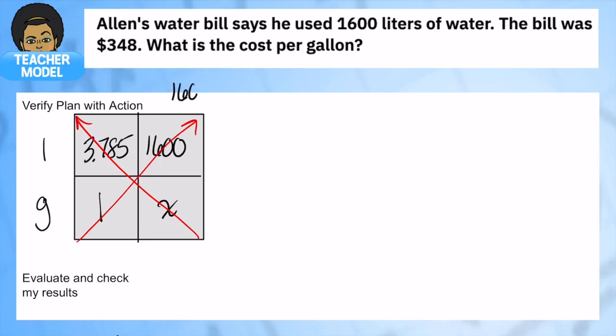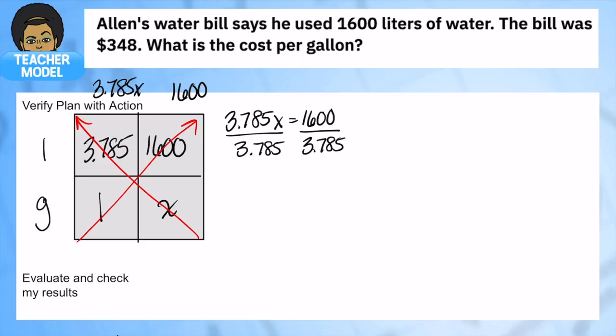and we get 1600 on one side is equal to 3.785 on the other, times x. 3.785x is equal to 1600. And I'm going to divide both sides by 3.785. And that will leave me with x is equal to, again, you're taking up your calculator, you're typing in 1600 divided by 3.785, and you get 422.721. So it's a pretty ugly number. And this is how many gallons you have.